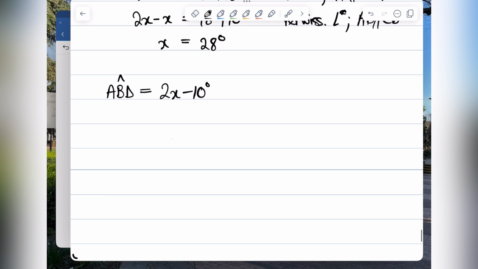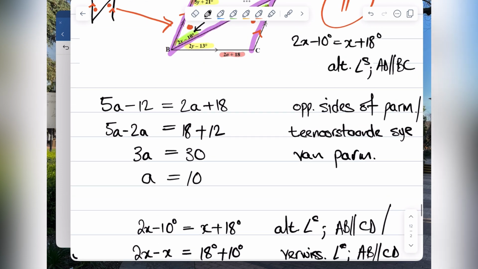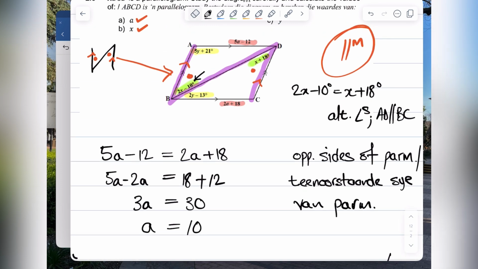But because I know the value of x now, I can say 2 times 28 degrees, which is what we just calculated earlier, minus 10 degrees. And of course, 2 times 28 is 56. Minus 10 degrees. That means that angle ABD, in fact, is equal to 46 degrees. Now, how is this useful? Well, if I can just clear up a bit here, that means that this angle over here is 46 degrees.